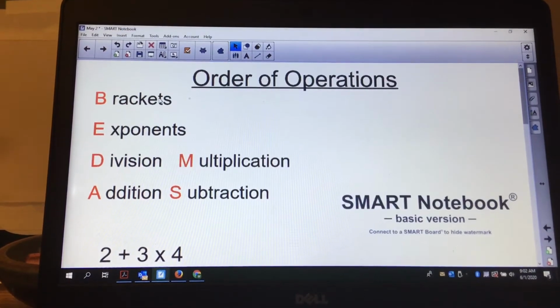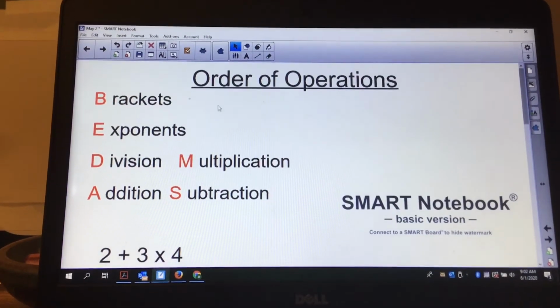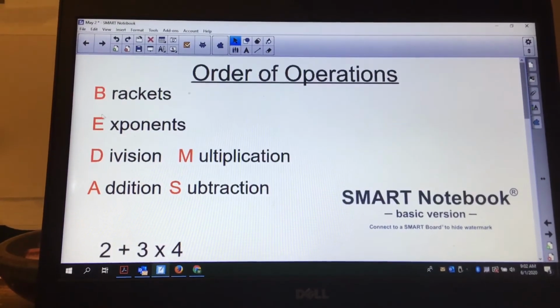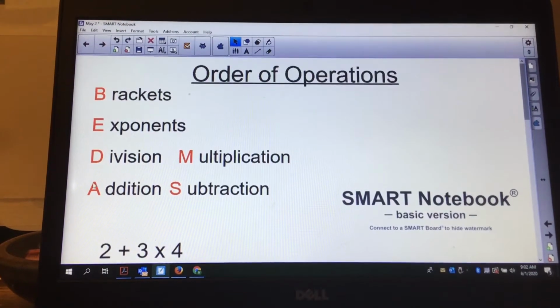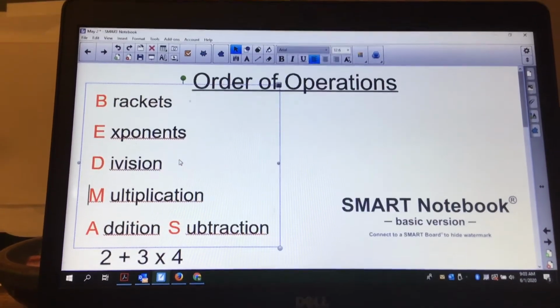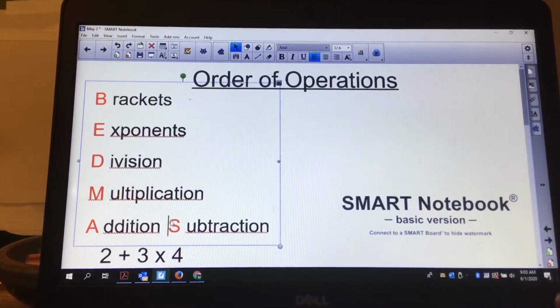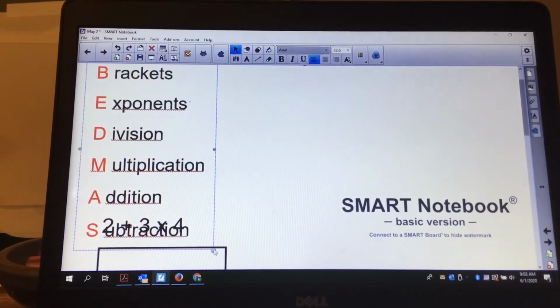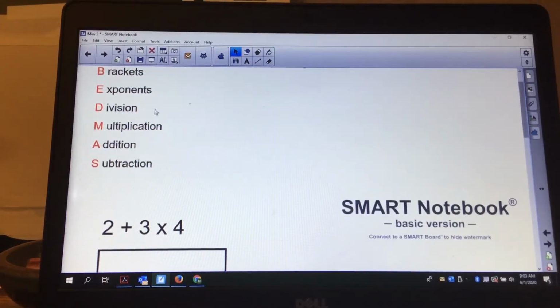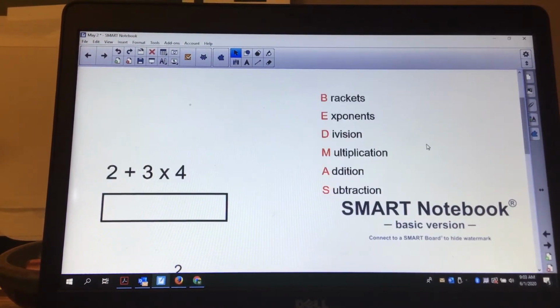So I always compare it to a video game. We've got 4 levels to win. So finish your brackets, finish your exponents, then finish your division and multiplication, finish your addition and subtraction. Okay, I'm going to put these down in a list like this so that they are slightly easier to follow. We're going to do some examples.